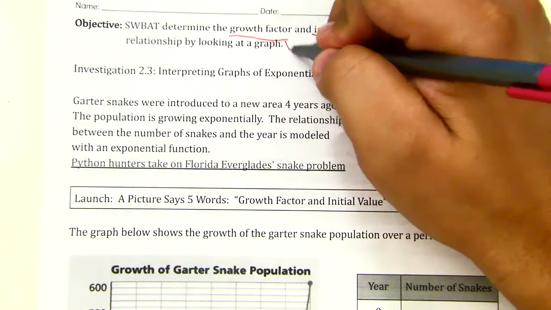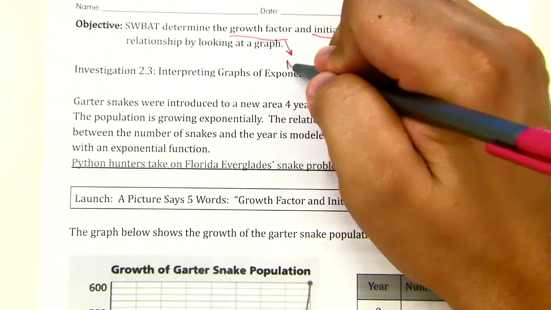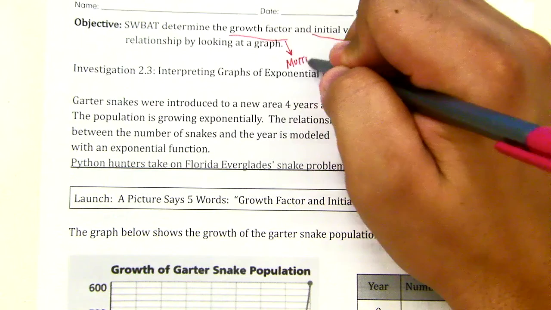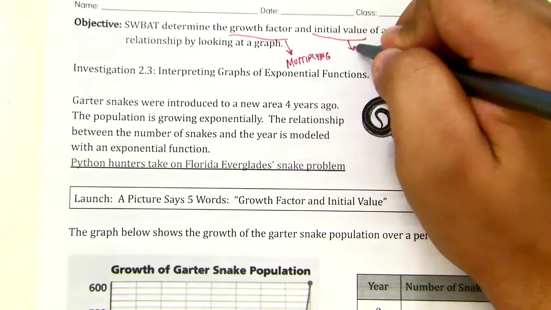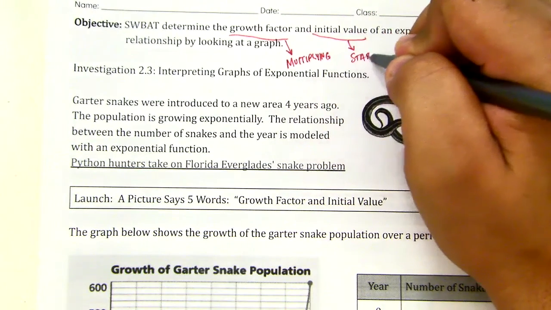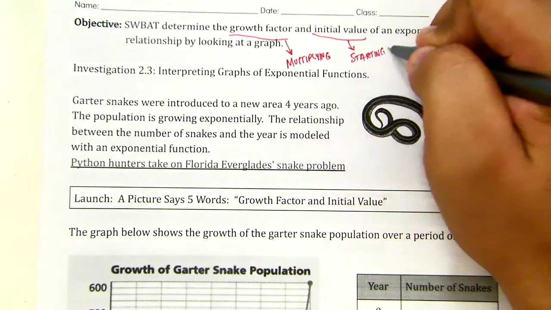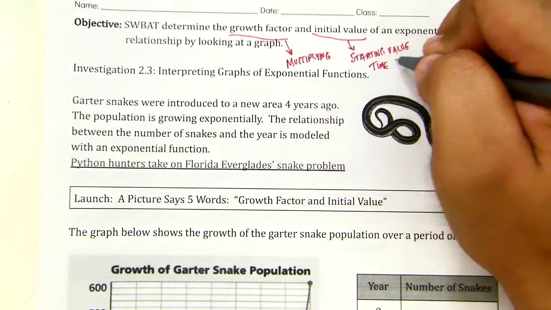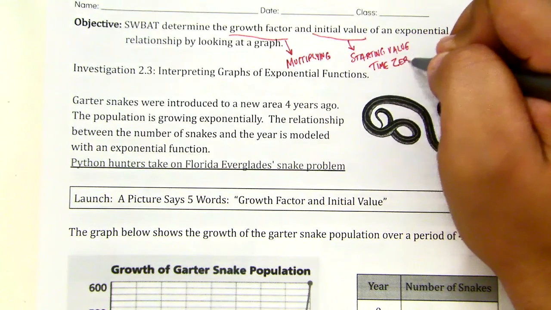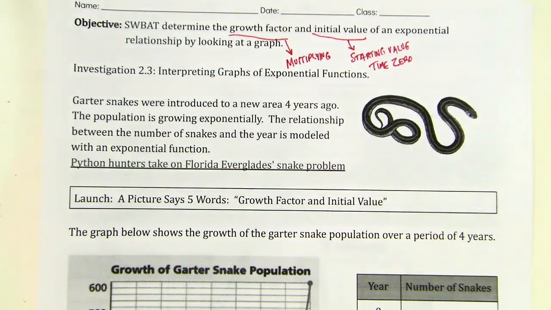Just remember, vocabulary-wise, the growth factor is the number that we're multiplying. And the initial value is also the starting value, or the value that we get at time 0. Very important when you're talking about exponential relationships. It's kind of like your initial population. So we're talking about populations for today.